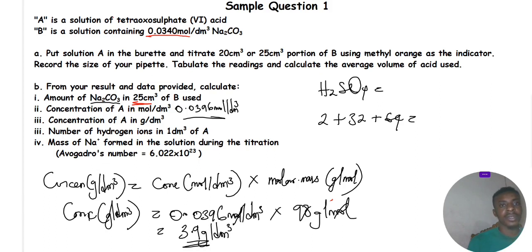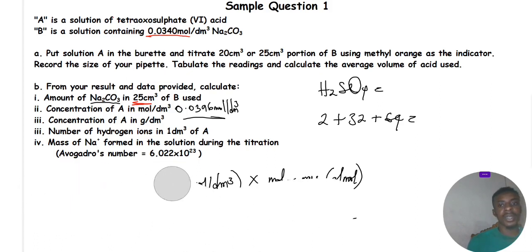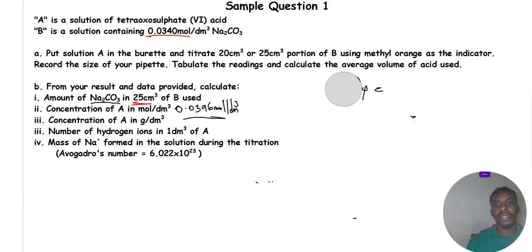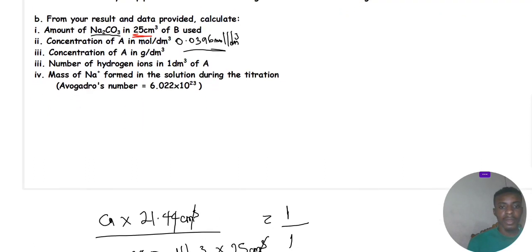Number of hydrogen ions in 1 dm cube of the solution. So this is how you do it. Very simple. First, you take note that our A, which is H2SO4, the concentration is 0.0396 mole per dm cube.